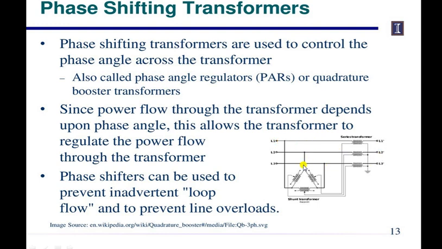And why are we doing this? Since the power flow through the transformer depends upon the phase angle, this allows the transformer to regulate the power flow through it. Whenever we are able to change the angle delta of the voltage, we can have control over real power flow as well as reactive power flow, and if we can control the reactive power, we can also control the voltage magnitude. Therefore this phase shifting transformer plays an important role in controlling the voltage magnitude.